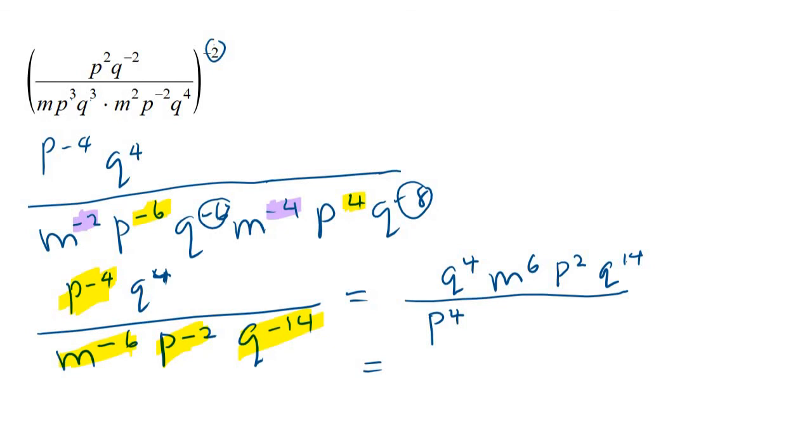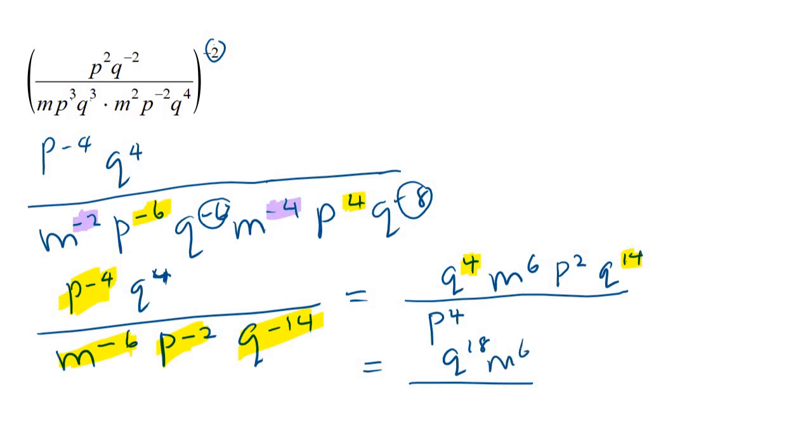So the q, there's a 14 and 4 for the q. That will be q to the 18th. So q to the 18th divided by, there's an m. Okay, the m to the 6th.